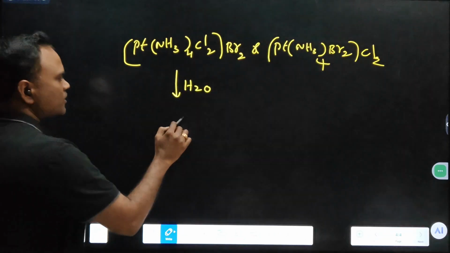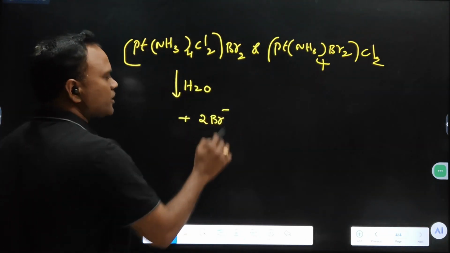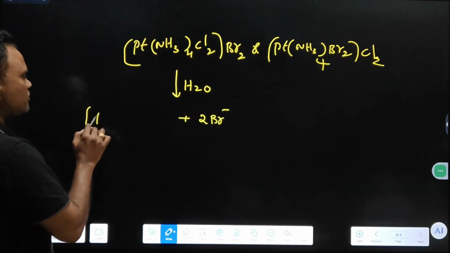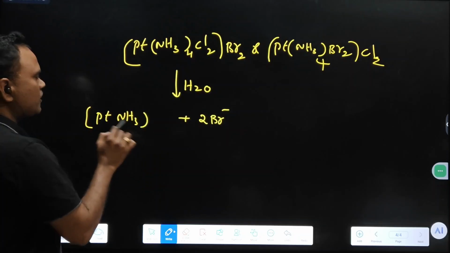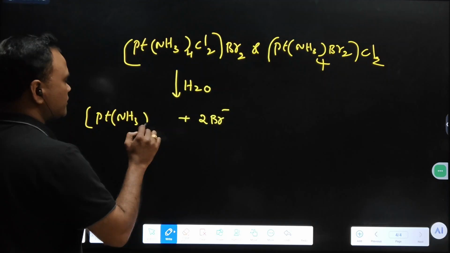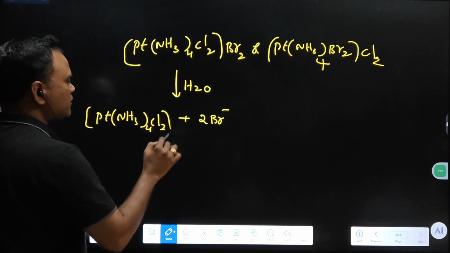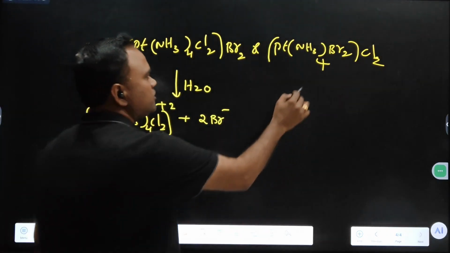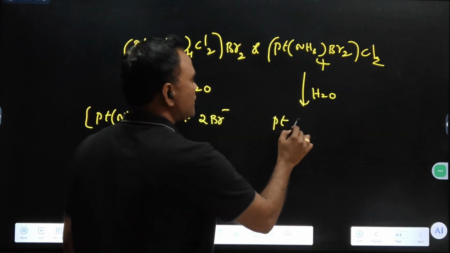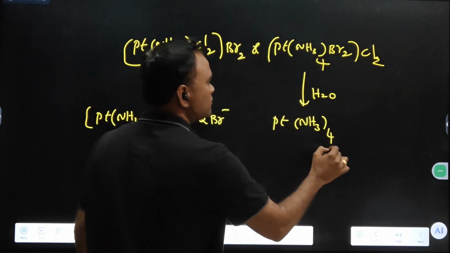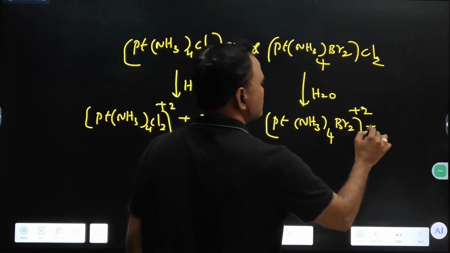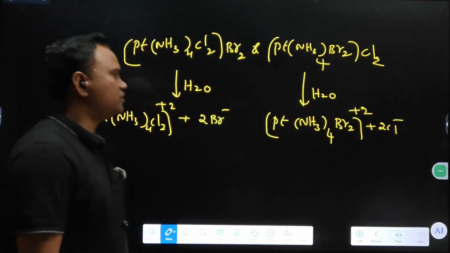Tell me, ions. 2 Br negative. If the negative charge is -2, then how much positive charge should be present? Plus 2. Why am I considering 2 negatives? Because 2 Brs are there, so 2 units of negative charge. Cl2 and plus 2. Dissolve this in water. Platinum, NH3 taken 4 times, Br2, plus 2, Cl negative.